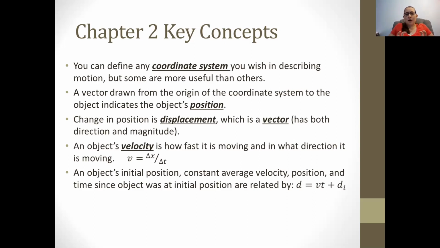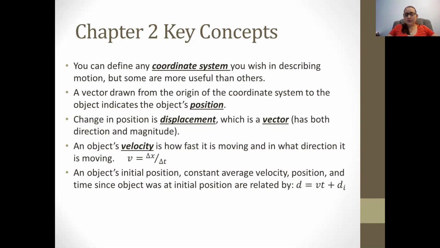If we draw a vector from the origin of our coordinate system to the place where an object is located, that would tell us the object's position. And whenever that position is changing, that tells us the displacement, the change in its position with respect to the origin. Remember, displacement is a vector, so it has both a direction and a magnitude.